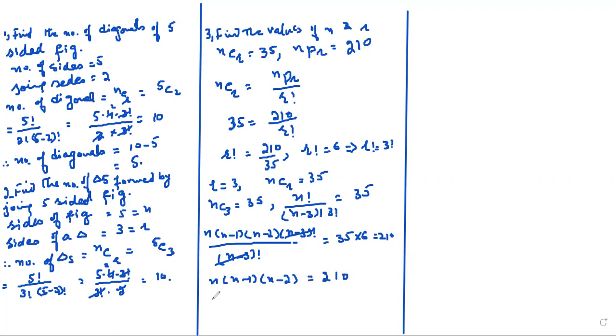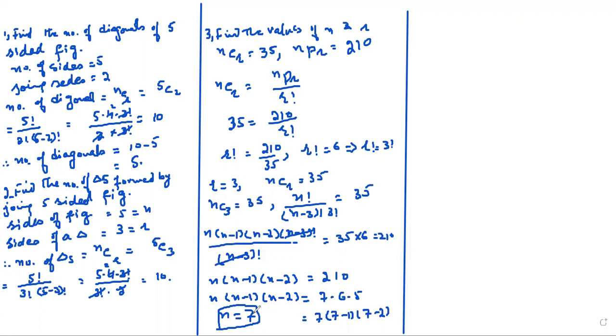So we can write it: n, n minus 1, n minus 2 may be written as 7 times 6 times 5. So n equals 7. This is the answer. We can write it as 7, 7 minus 1, and 7 minus 2. So therefore, the value of n is 7.